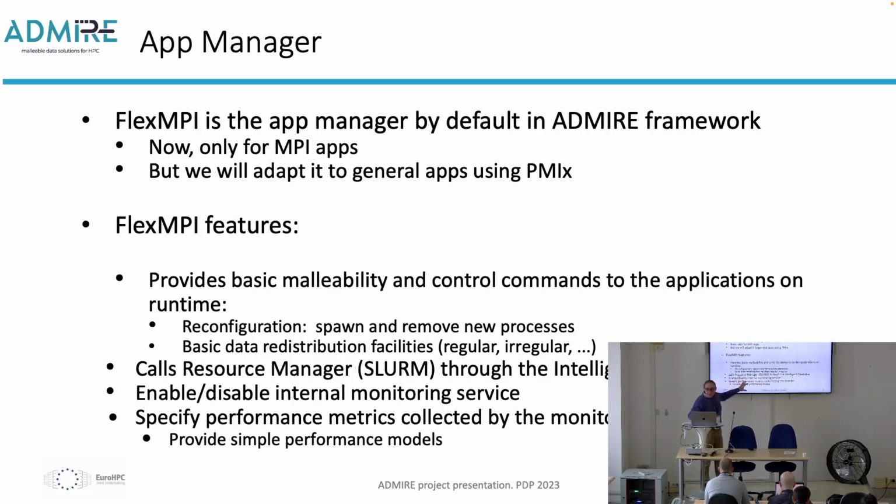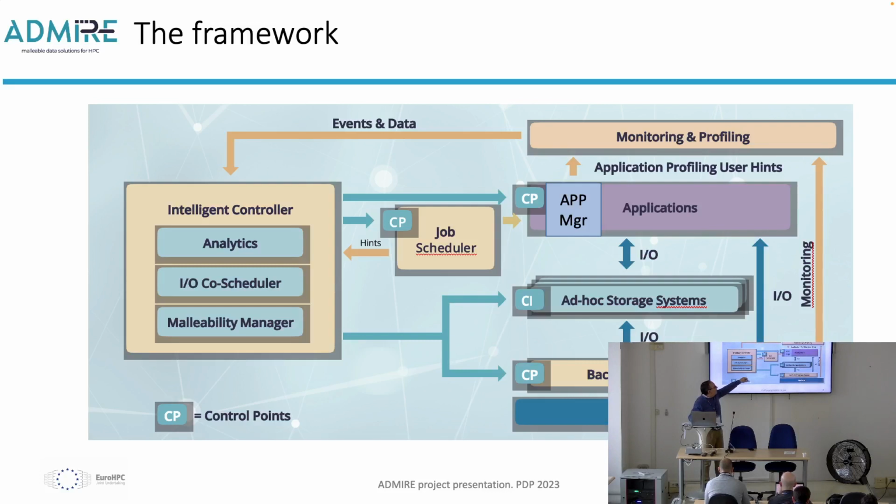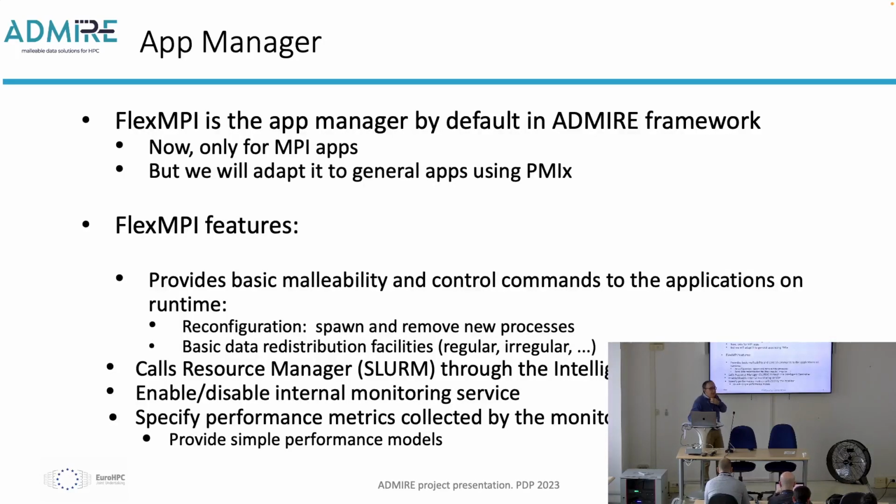So the connectors of the applications with the intelligent controller and with the ARMine framework is one library that we call the application manager that you are going to see today. And this application manager basically includes the facilities to allow the application to call the interface, the intelligent controller, to say, okay, I want to start malleability now, I want to stop malleability now, and also to provide hints to the application. And also to start monitoring and end monitoring.